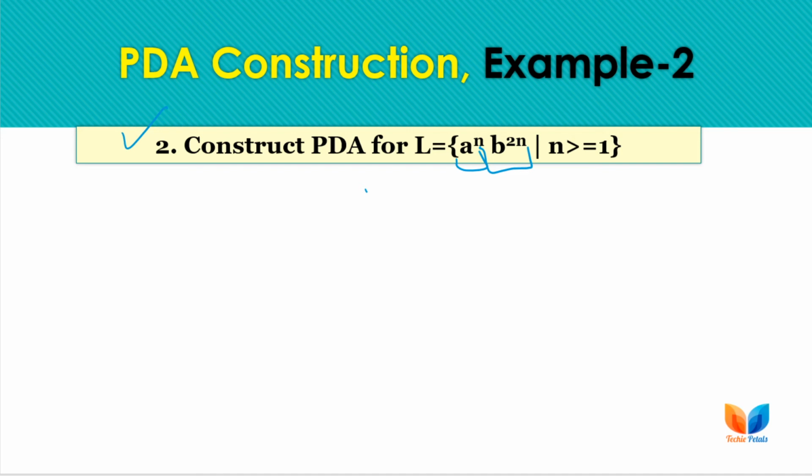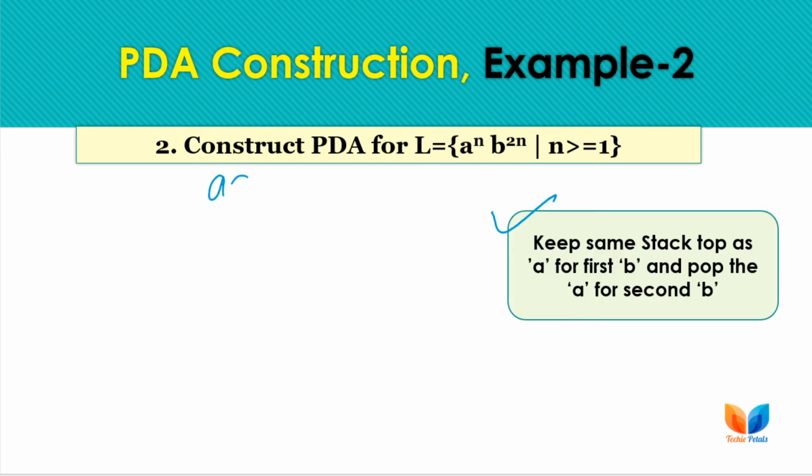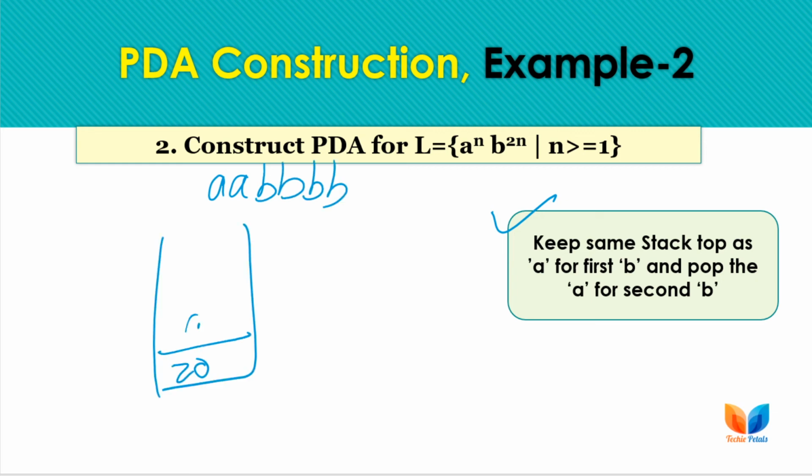Okay, so for this particular question also we may have multiple solutions. The first solution that we are going to handle is this: keep the same stack top. Suppose we have this string, 2 A's and 4 B's. Simply add all the A's onto the stack, as we have added 2 A's onto the stack. Now keep the same stack top as A for the first B.